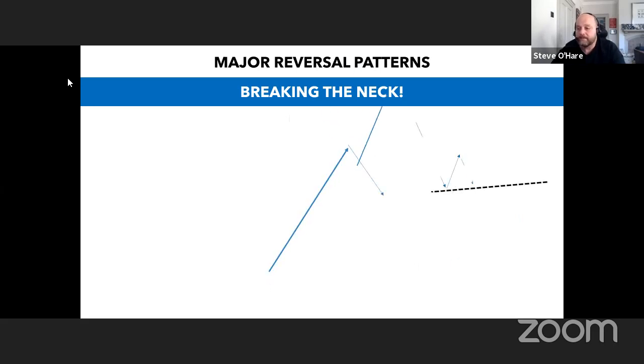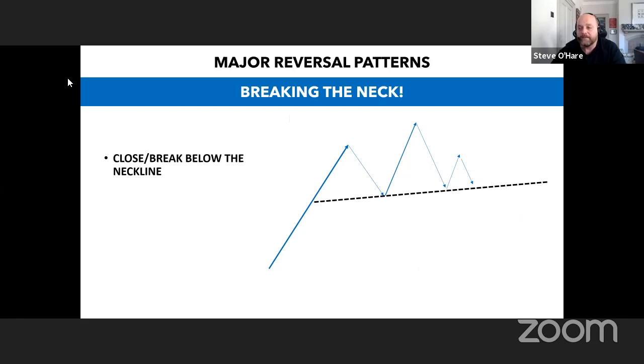Breaking the neck, it doesn't sound too hospitable, but this is a little bit more of a way of trading the pattern. It's a little bit more in line with how you should trade it. So this is for the less aggressive traders out there. You would sell on a break or a close below the neckline. That would be the confirmation, a break or a close below there. That's the place to get in.